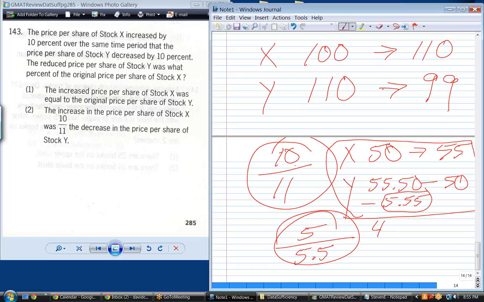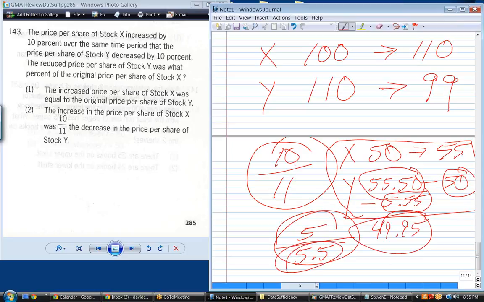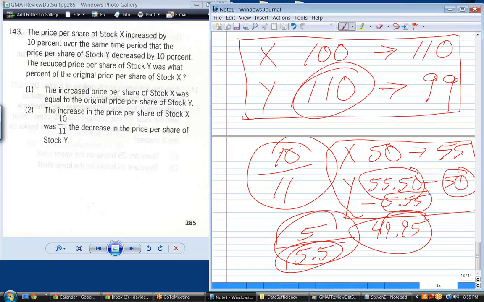I get 49.95. So if it goes from 55.50 to 50, which is the 5.5 that I need in the denominator, it's not dropping 10%. So these numbers don't work. In other words, these two numbers fit this description, but they don't fit the stem. These two numbers did. When I picked 100 and 110, everything fit. It fit the stem and it fit number 2.